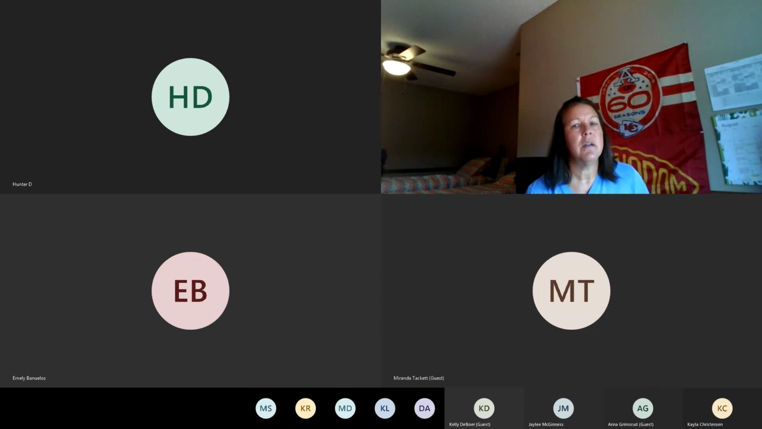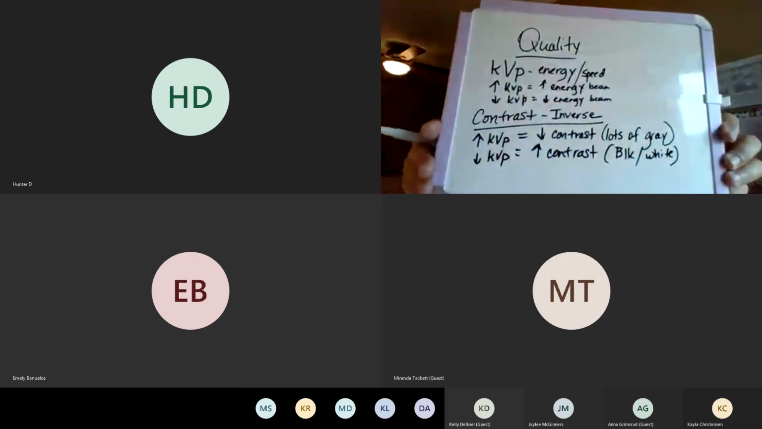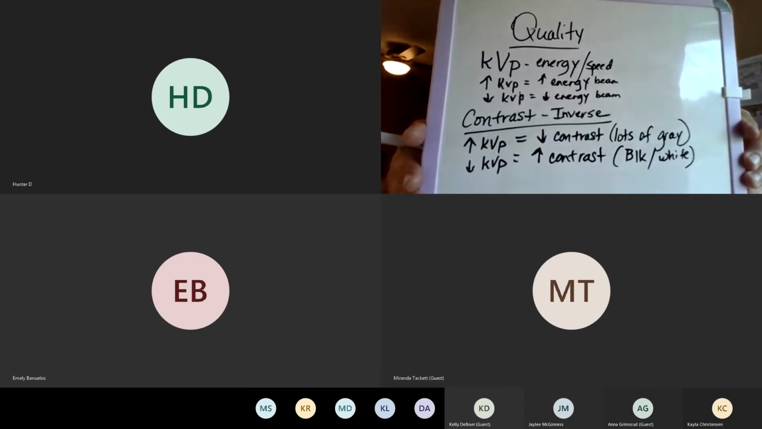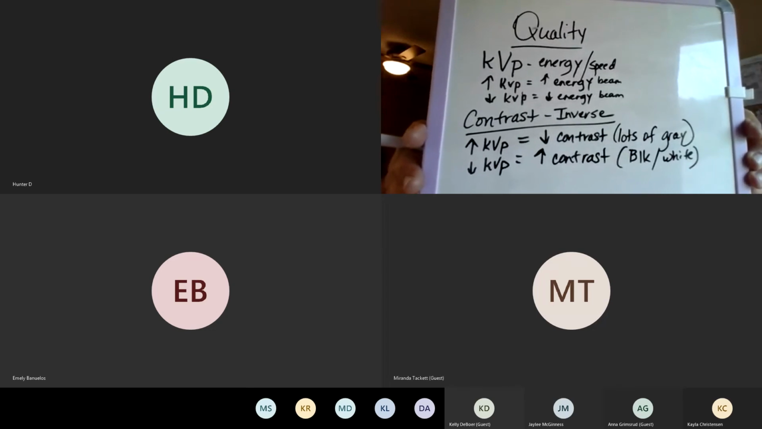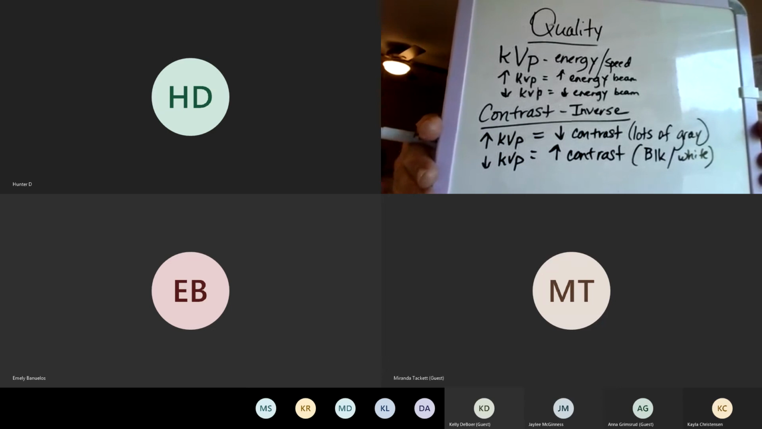And if I decrease contrast, I'm going to have a lot of gray, because low contrast, long scale, lots of grays. Then the opposite is true. If I decrease kVp, I'm going to increase contrast, which is black and white. Black and white is going to be important for a general dentist that is wanting to detect decay. And we might like a little bit higher kVp with some more grays if we were looking for periodontal disease. They like to see a little bit more detail that way.